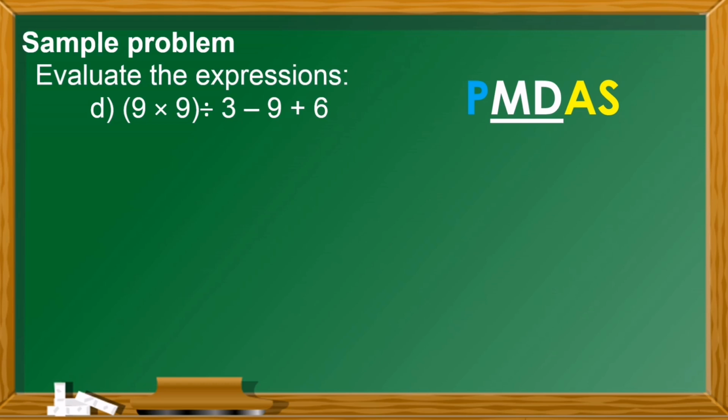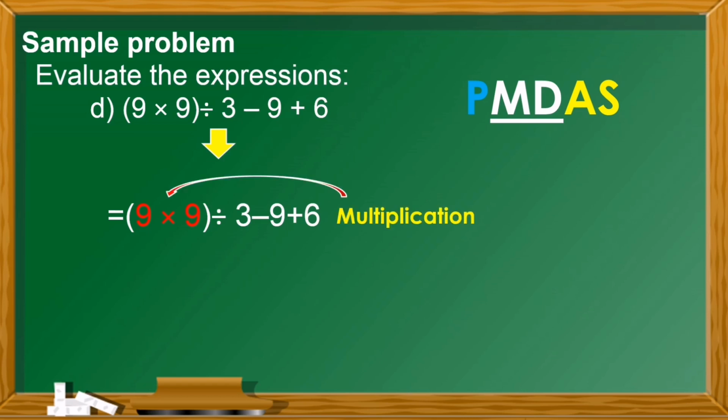In letter D, the given is parenthesis 9 times 9 parenthesis divided by 3 minus 9 plus 6. As we can see, 9 times 9 is inside the parentheses, meaning to say, we need to perform first 9 times 9 followed by the other operations.